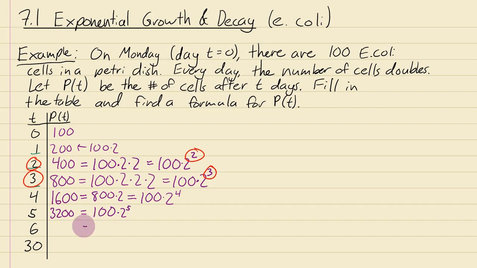And if we keep going, we're going to get 100 times 2 to the power 6. 2 to the power 6 is 64, so this gives you 6,400. And then what about day 30? You could think of it as 6,400 times 2 times 2 times 2, and then double it 24 times to get from t equals 6 up to t equals 30. Or rather, let's just use the formula and do it as 100 times 2 to the 30 power. And that's going to require a calculator.